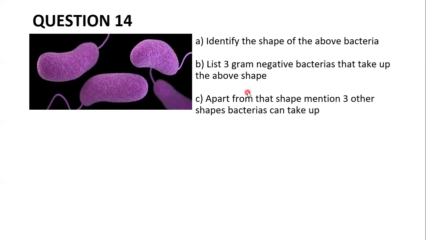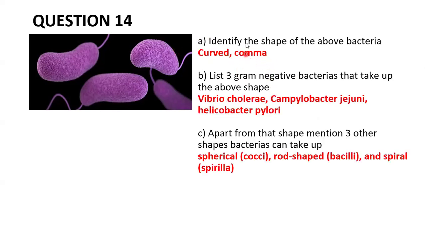Then the other shapes I think I've mentioned when we were classifying this. So curved, you can say comma: Vibrio, Campylobacter, and Helicobacter. And then we have cocci. So cocci, we have the diplococci, which were Neisseria gonorrhoeae and Neisseria meningitidis. Then for the bacillus, we had the lactose fermenting ones, okay? E. coli, Klebsiella, Enterobacter, Citrobacter, and Serratia. And then the non-lactose fermenters, we had Pseudomonas, Salmonella, Shigella, Yersinia. They are all bacilli.